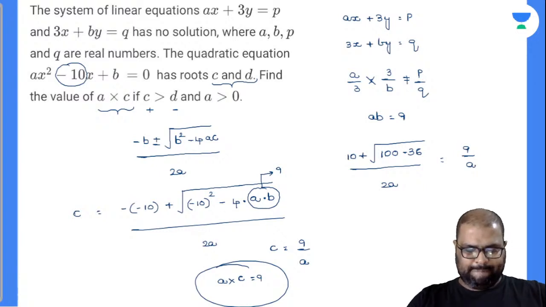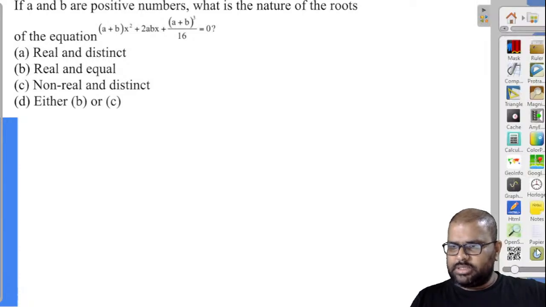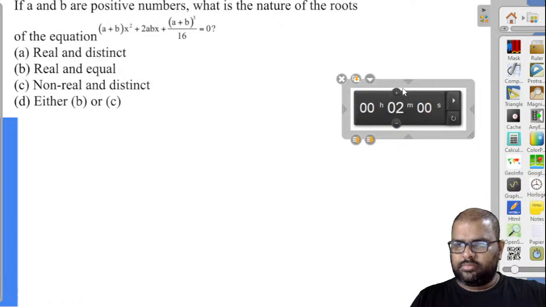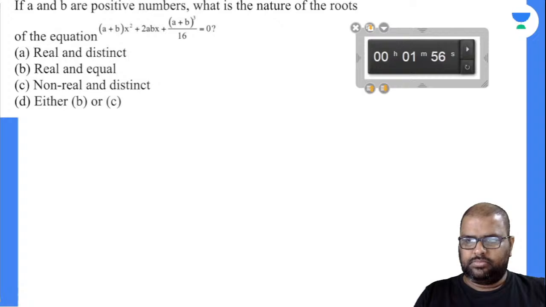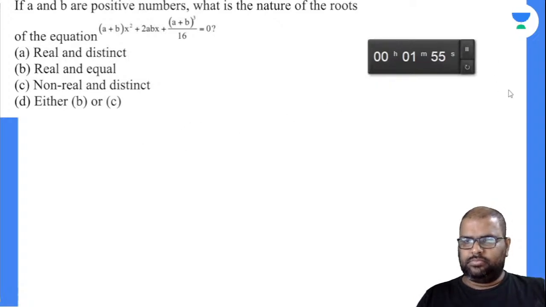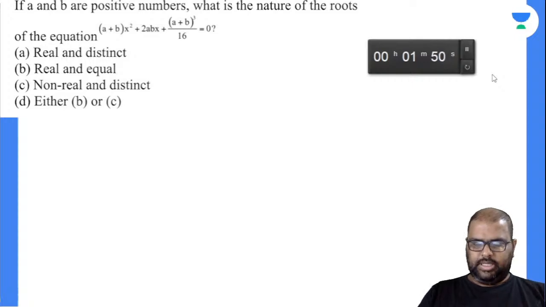Am I clear? Right. Shall we solve one more question? Try this question here. Let's see how many can solve this. Any answer for this?